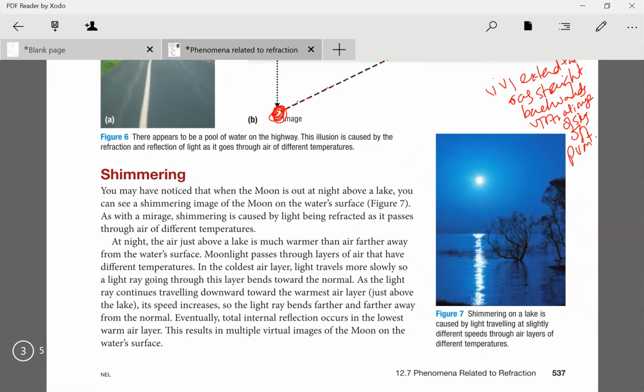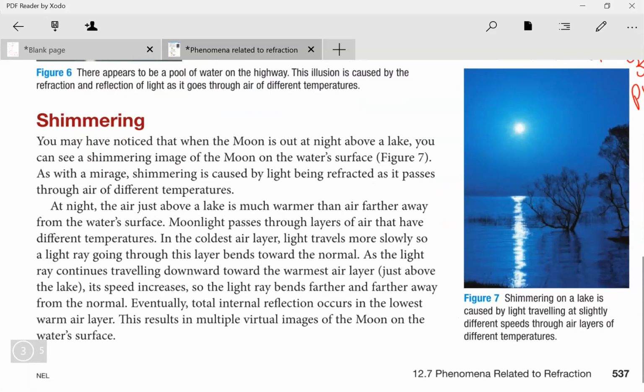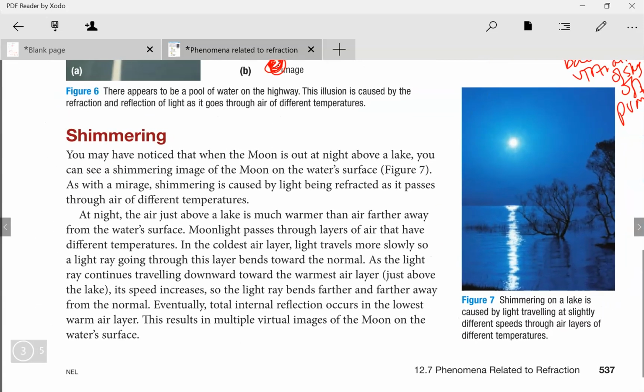Okay, now the shimmering is exactly the same idea. The closer you are to water, the warmer the air is, and the farther away you are, the colder the air is. So as a light ray continues traveling downward towards the warmest air layer right above the water, the speed keeps increasing as it bends away and away from the normal. Eventually, total internal reflection occurs in the lowest warm air layer.